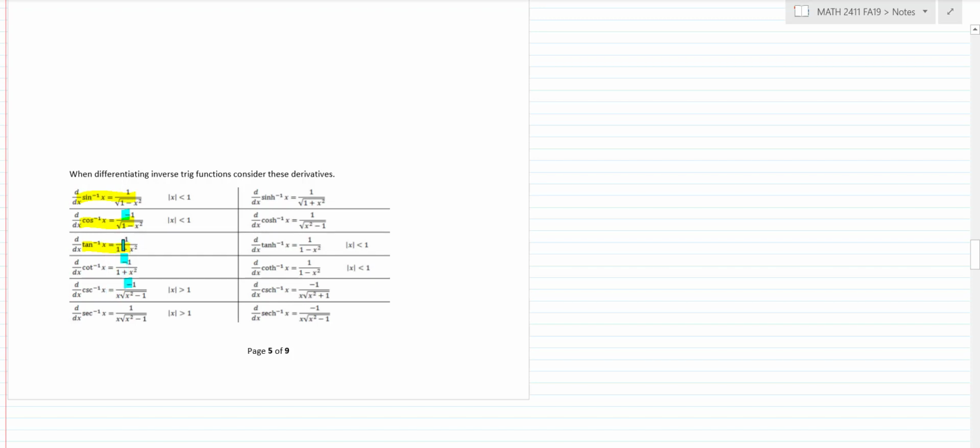So if you know the inverse tangent formula, then the inverse cotangent's just the same except it's negative. Same thing with inverse cosecant and inverse secant. All right, so those rules show up enough that you want to know that. And then here's your hyperbolic as well on there.